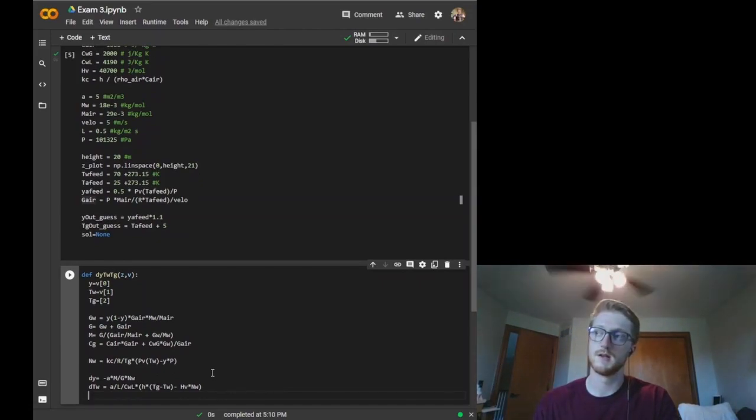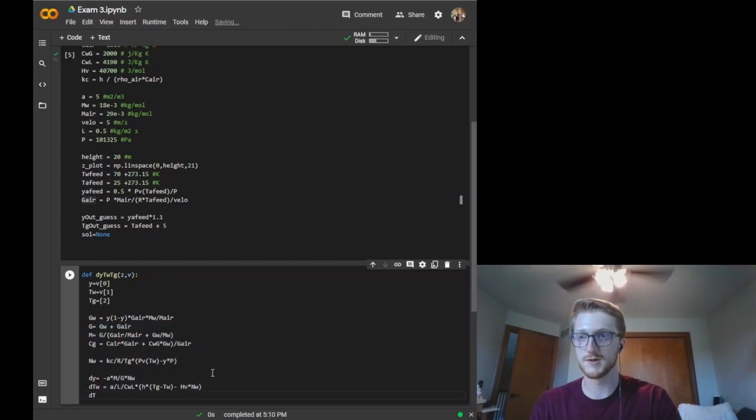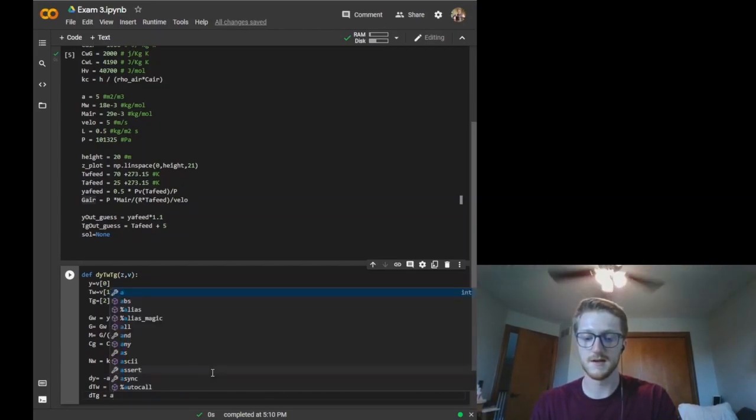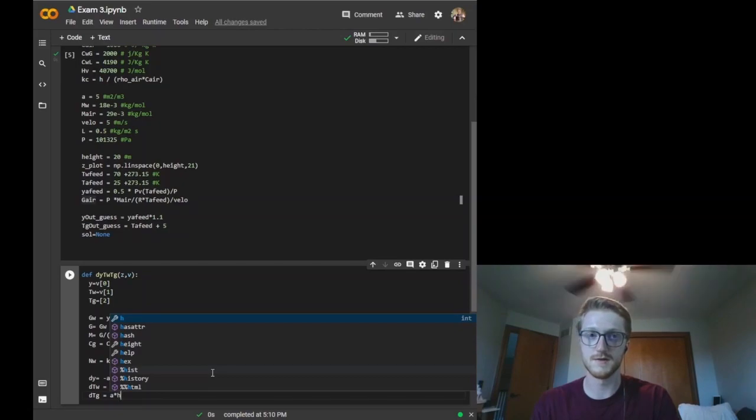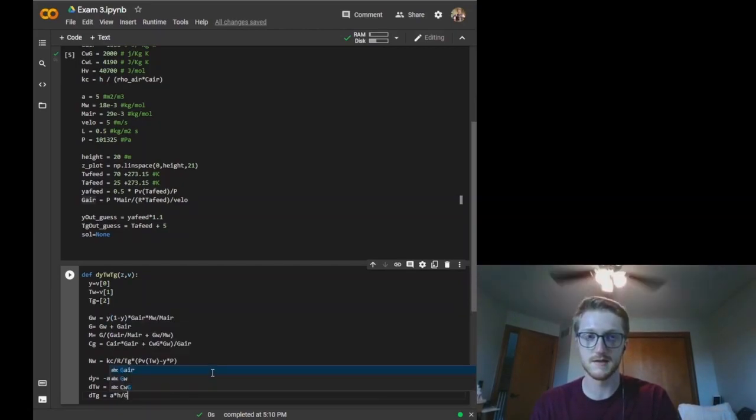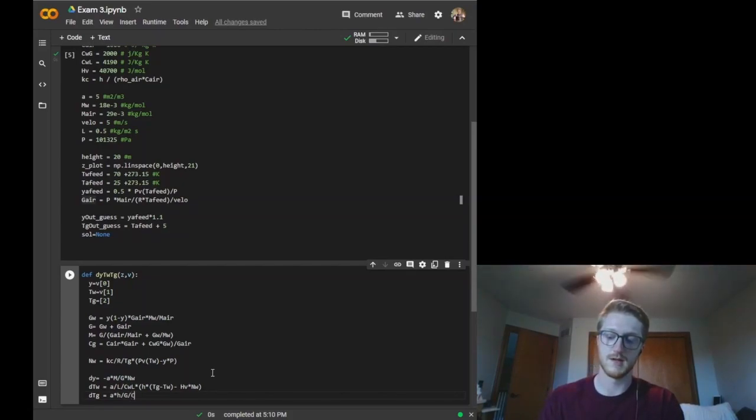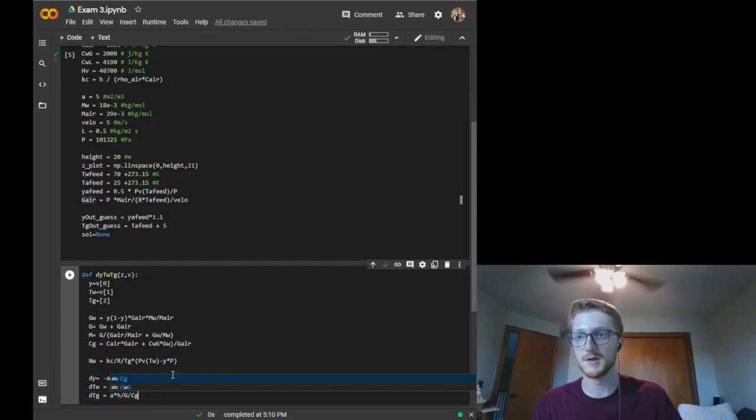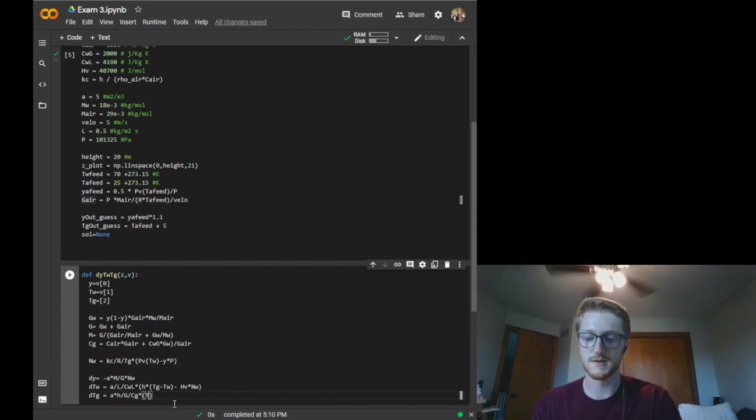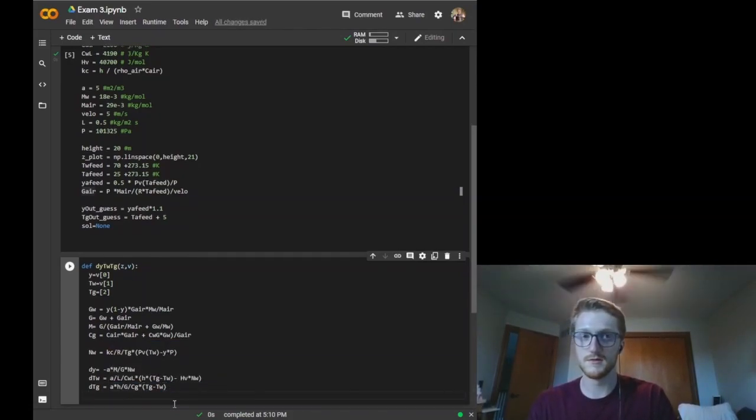And then we have our differential of our temperature in the gas phase, and that's equal to your specific area times your heat transfer coefficient divided by your gas flow rate divided by your heat capacity of the gas that we calculated up here. Like that's the total gas heat capacity multiplied by your temperature driving force, your temperature of gas minus your temperature of your water. And then what we're going to want to do is return the differentials in the same order that we define them in the functions, so dy, dtw, and dtg.